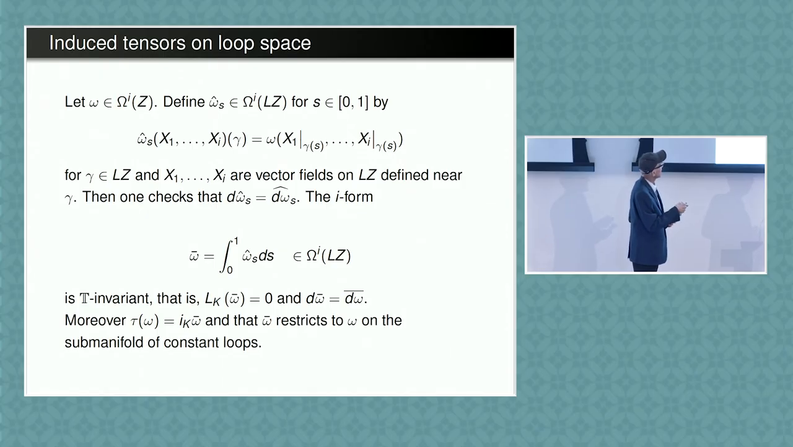And one thing we notice is omega bar is actually invariant under rotation. So if K is the vector field inducing rotations, then the Lie derivative of omega bar with respect to K is zero. And also d of omega bar is d omega bar, so it sort of commutes with the bar. And finally, the transgression of omega can be rewritten as omega bar contracted with respect to the rotation vector field. So this is a very useful formula. And it follows that omega bar actually restricts to omega on the submanifold. So we started off with omega, extended it to loop space, and of course when you restrict, you get back omega. It's not surprising.